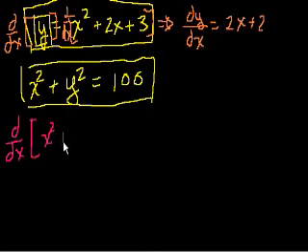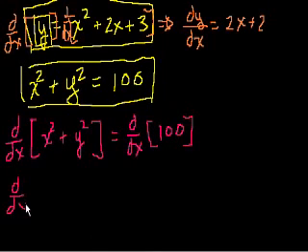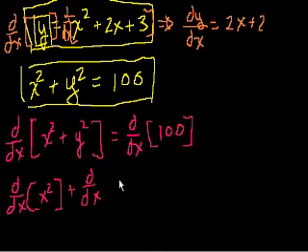Of x squared plus y squared is equal to... we have to take the derivative of both sides, right? The derivative of 100 with respect to x. So this equals the derivative with respect to x, let me put it in brackets, of x squared plus the derivative with respect to x of y squared. And what's the derivative with respect to x of 100?